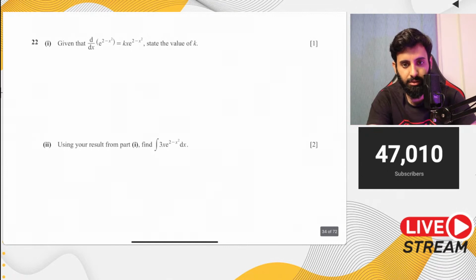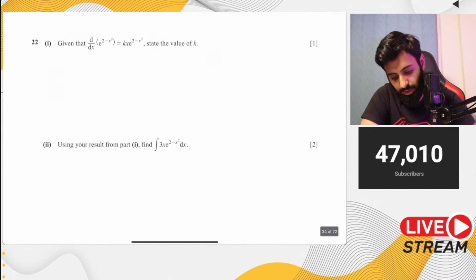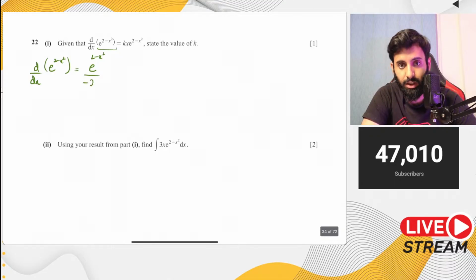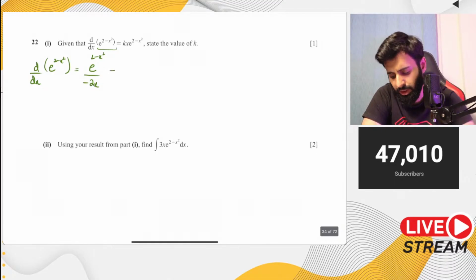Okay, so I'll do another question. Let's do this question. This is question number 22. Let's see what we have over here. So let's differentiate this. If you differentiate e to the power of 2 minus x square, what happens? You have e to the power of 2 minus x square as it is, and you multiply it by the differential of the power, which is going to be minus 2x. Wait, we're differentiating, so obviously there's not going to be any plus c. Oh, you're supposed to multiply it by minus 2x. Okay, sorry about that. Now, this is what you end up with.